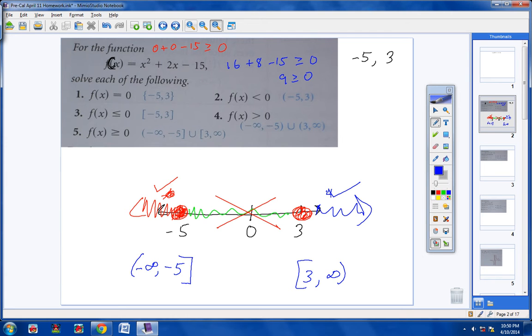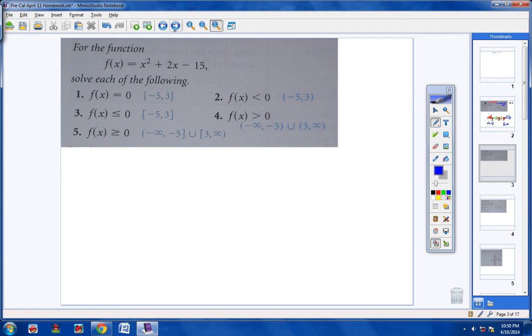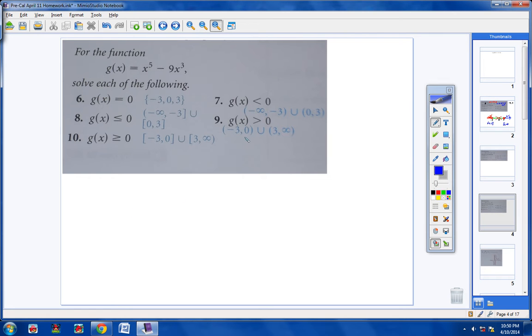Okay, let's go ahead and take a look at number 9. Now number 9, they simply want us to take g of x, which is right here, x to the 5th power minus 9x to the 3rd, and they want us to do what number 9 says, set it greater than 0. So we should know how to solve this. I mean, we did just take notes on this. The first thing you do is rewrite it with an equal sign. So x to the 5th minus 9x cubed equals 0.